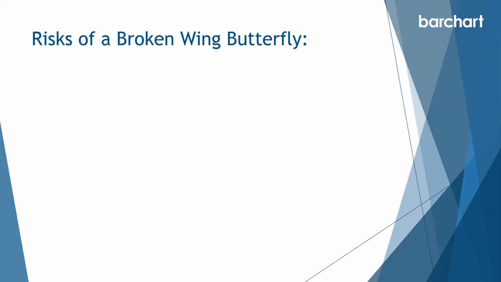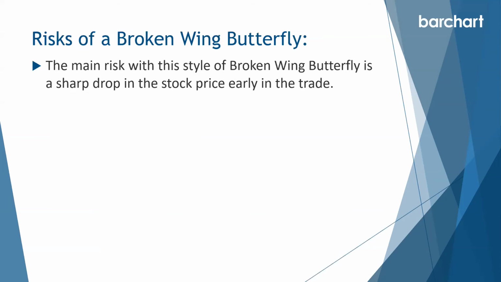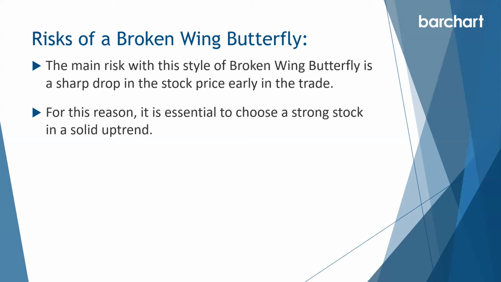Risks of a broken wing butterfly. The main risk with this style of broken wing butterfly is a sharp drop in the stock price early in the trade. We can handle the stock price dropping as long as it doesn't drop too much and as long as it doesn't happen too early in the trade. For this reason, it's essential to choose a strong stock in a solid uptrend.